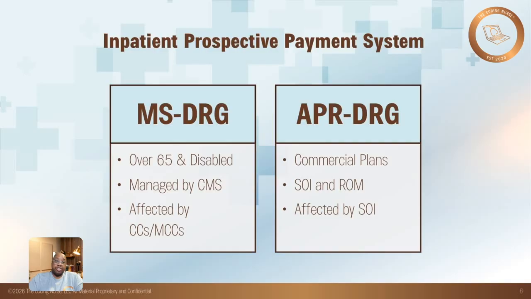Starting with MS-DRG, those are for people over 65 and disabled. MS-DRGs are managed by CMS because they are typically Medicare patients. The MS-DRG weight is affected by CCs and MCCs. When we have APR-DRGs, they are for commercial payers or anyone that's pretty much non-Medicare, and they are determined by SOI, which is severity of illness, and ROM, which is risk of mortality. I'm going to go a little bit more into detail on both of these, but the DRG weight for APR-DRGs is determined by the severity of illness. This is in the last bullet, where it says affected by SOI. So that will determine the DRG weight for that DRG.